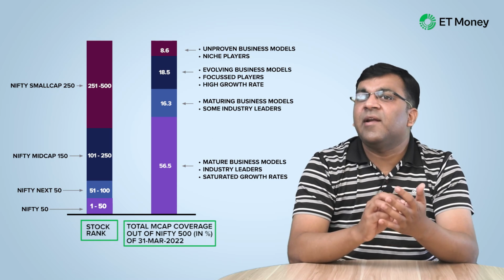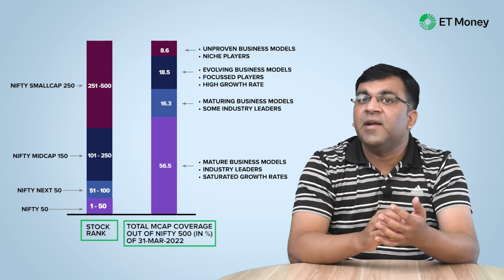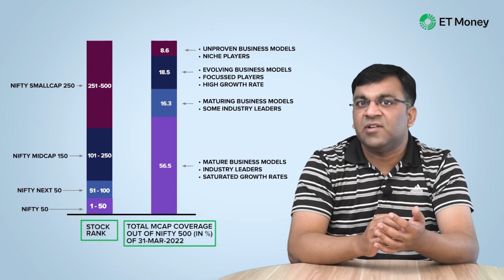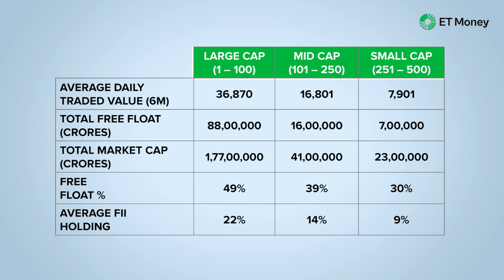Now, these three capitalizations, that is large, mid, and small, are not merely a size-based differentiation, and there are some unique characteristics for each type. For instance, the average daily traded value in large caps is double of mid caps, which in turn is double of what is there for small caps. Additionally, about 60% of shareholding in mid-cap companies are with their promoters, with only 2/5 of it available as free float.